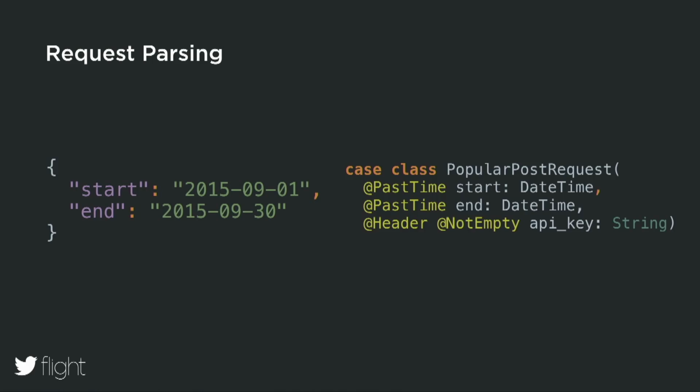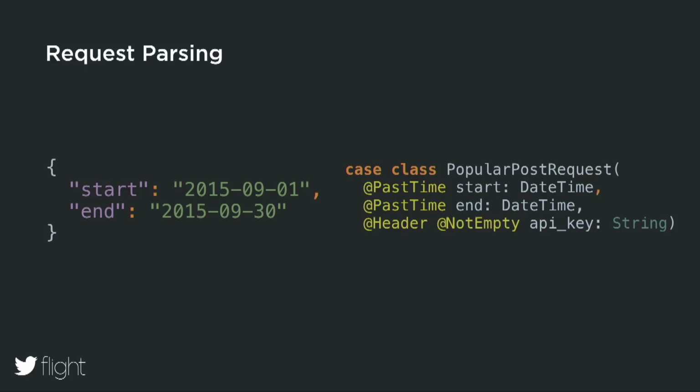OK, let's begin by parsing the request. Finatra's approach to parsing JSON is to create a class that mimics the structure of the JSON we wish to parse. So on the left, you can see the start and the end field in JSON. And on the right, you can see the class. There's a start field. It's a datetime. There's an end field. It's a datetime.